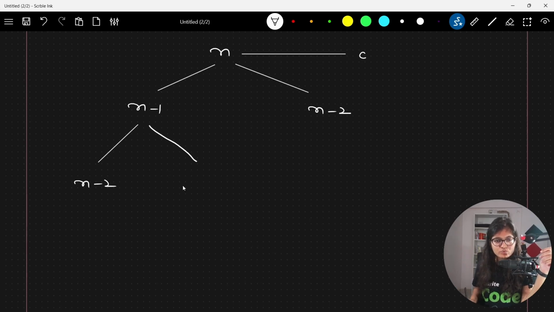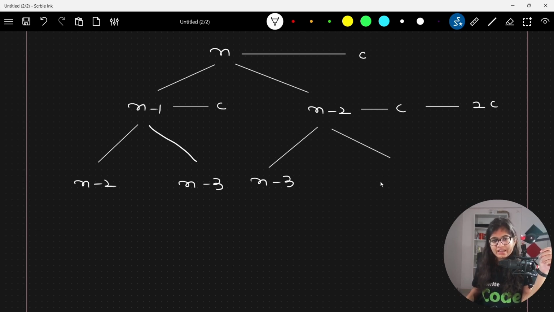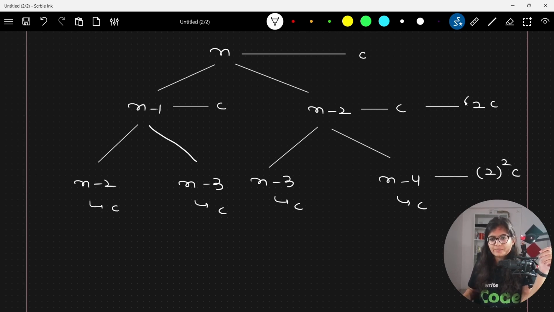It will be n minus 2 and n minus 3. The cost required will be c and c, so it will become 2c. Again here it will get split into 2 parts, n minus 3 and n minus 4, and the individual cost required for the computation will be constant c. So it will be 2 to the power 2 into c. Now those who are aware of how the recursive tree approach works will be able to understand what I am writing here, right?